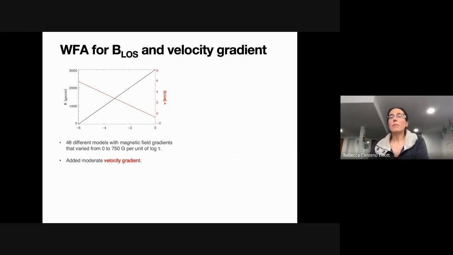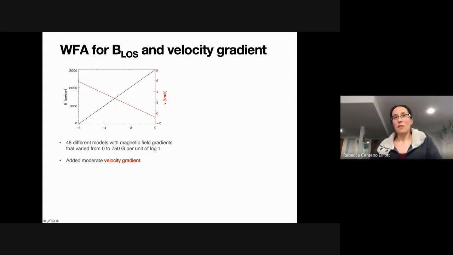Now, in the presence of velocity gradients, spectral lines develop asymmetries. And even though the weak field approximation formulas were derived assuming that there were no velocity gradients, I still wanted to evaluate whether this weak field approximation would break down in the presence of a moderate velocity gradient, like the one shown now in red in this model as a function of height.